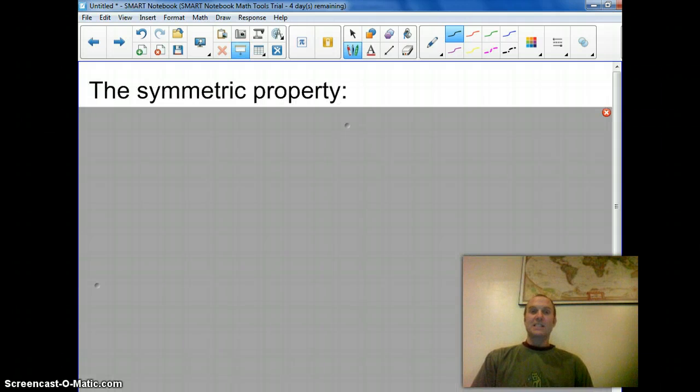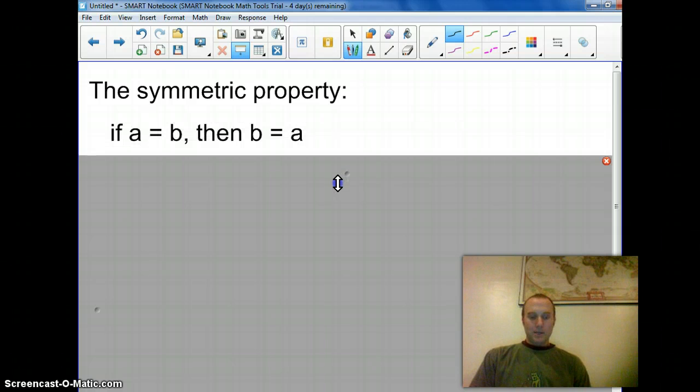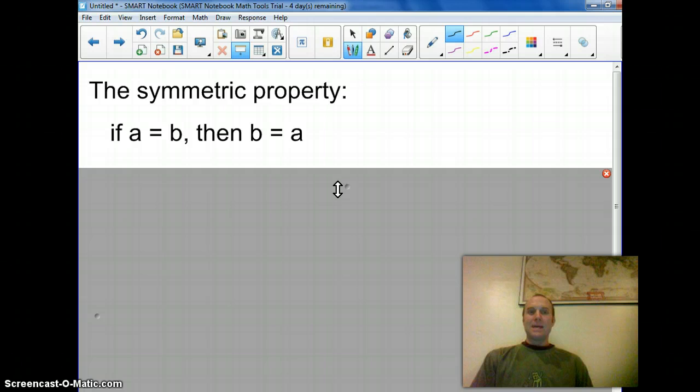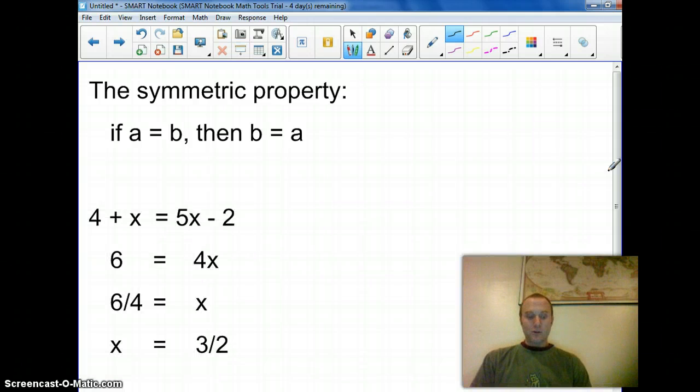Next property, called the symmetric property. Says that if A equals B, then B equals A. Pretty simple, and actually we've been using the symmetric property quite frequently and used it probably all of last year.